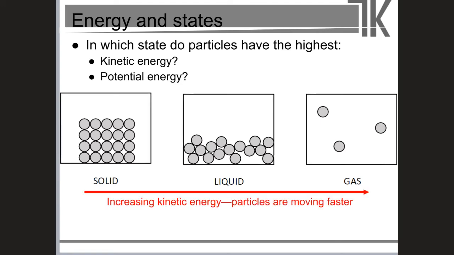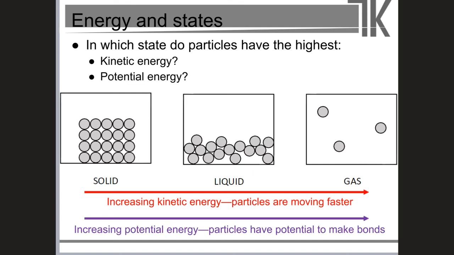So remember, our solids are just vibrating about fixed positions. Our liquids are a little bit more free to move around. They can slide past their neighbours, and gases move rapidly and randomly. So as we go solid, liquid, gas, we're increasing the kinetic energy. Our particles are moving faster. As we go solid, liquid, gas, we're also increasing the potential energy.